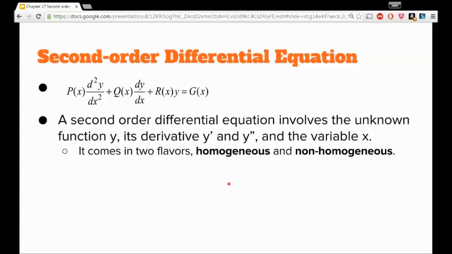Second order differential equations involve the unknown function y, its first and second derivatives, and a variable x. It comes in two flavors, a homogeneous linear equation and a non-homogeneous linear equation. This form right here is a second order differential equation.